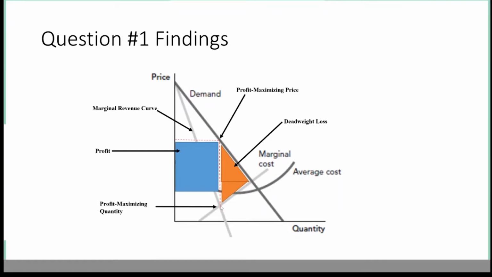We can then find the profit maximizing price by going up, drawing a vertical line between the profit maximizing quantity and the demand curve, and then we can go to the left and see what that price is. We can see the profit, and we can find this by finding the area between the price and the average cost, and so this is the profit. But then also because this is a monopoly, there's a deadweight loss.